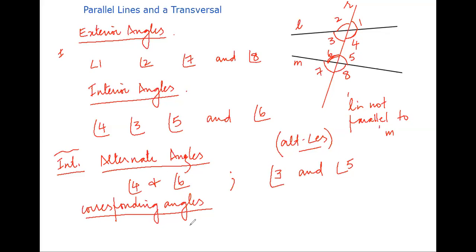So students, can you tell me what are the pairs of corresponding angles here? Angle 1 is corresponding to which angle? Angle 8. No. Angle 1 is corresponding to angle 5. Then angle 2 is corresponding to angle 6. Very good.